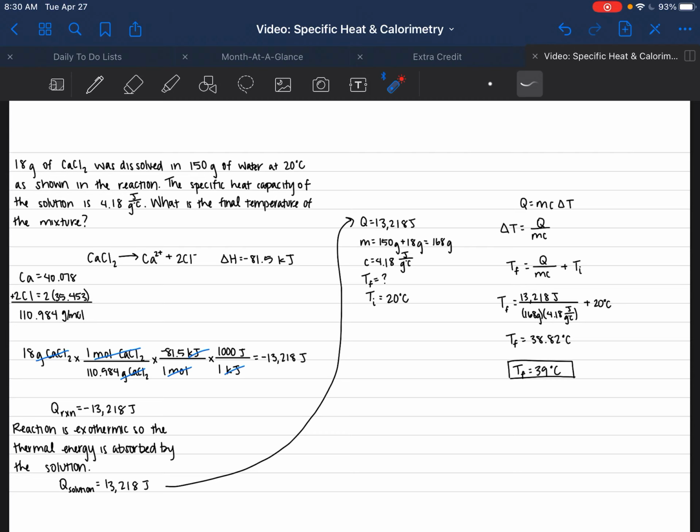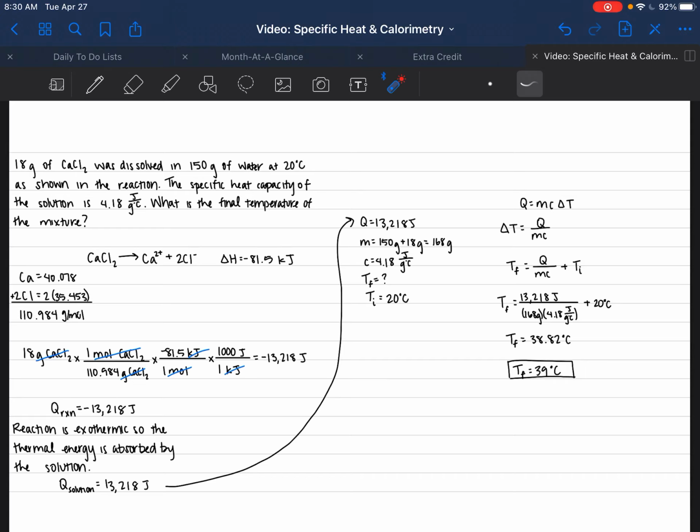It's giving off that thermal energy, which is absorbed by the solution. So because that energy can only go one place, it can only go into the solution it's creating, our Q of the solution is exactly the opposite. It absorbs every bit of that energy that reaction releases. So Q of the reaction, negative 13,218 joules. Q of the solution is positive 13,218 joules.